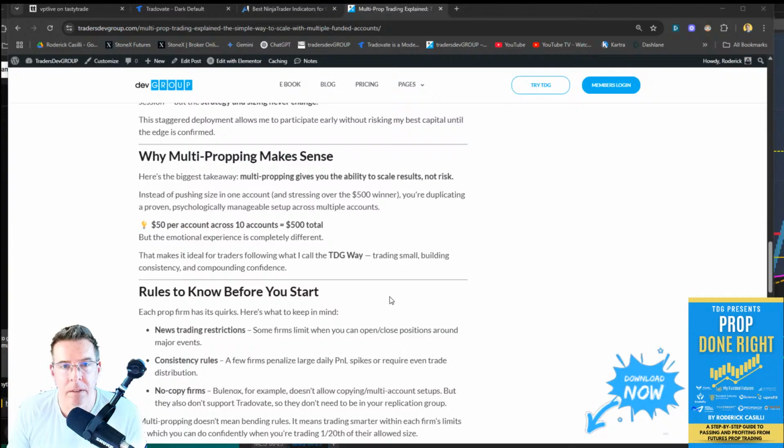Now, the next question I get a lot is, why does multi-propping make sense? Why would you do anything like this? The biggest takeaway here is that it gives you the ability to scale your results without really taking on additional risk. The advantage is also psychological, and I don't like to talk about trade psychology all that much, but let's be honest, bigger numbers when they're red are a little bit more scary, right? Gains and losses are amplified if you're using a trade copier and trading multiple accounts, but it's not the same as looking at a $500 loss in one account versus a $50 loss in 10 accounts, right? And the opposite is true as well.